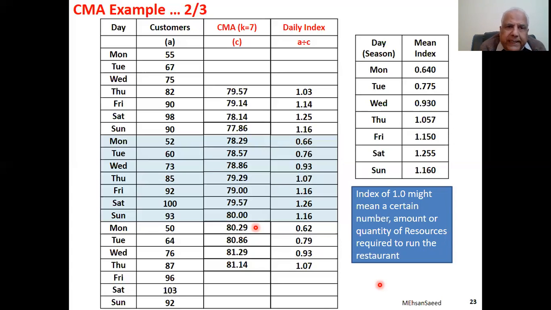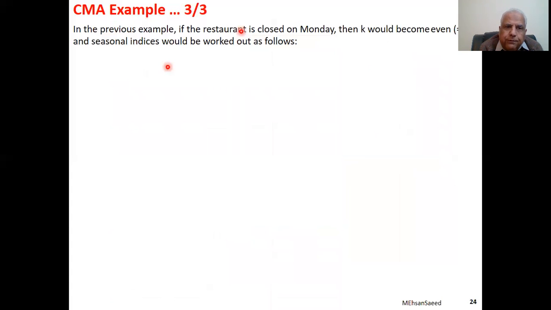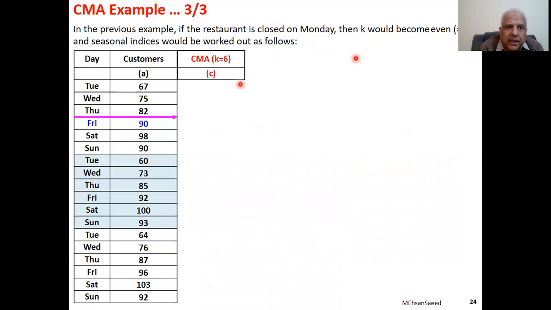Well, this was k is equal to 7, 7 days in a week. 7 is an odd number. What if k is even? We assume that after doing brisk business over the weekend, the restaurant closes on Monday. So there is no business on Monday. Therefore, this restaurant is now open for 6 days a week. And we take the same data again, except the Monday is missing. K is equal to 6.